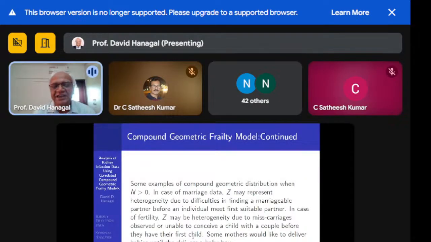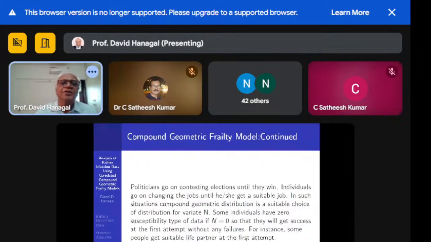That means until the first child, it's a random variable. It may be 0, 1, 2, 3, and so on. If it is 1, then for the first child, that is a geometric distribution. Some mothers would like to deliver babies until she delivers a baby boy. Politicians go on contesting until they win. These are all examples of compound geometric distribution.